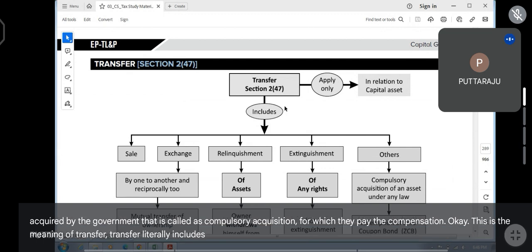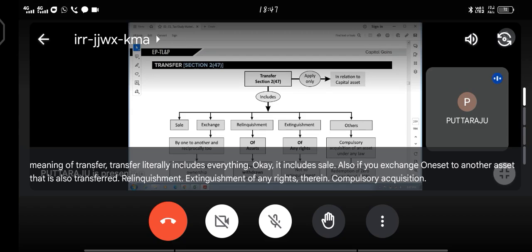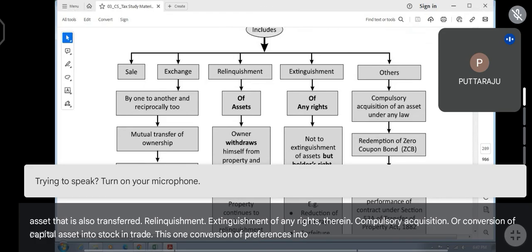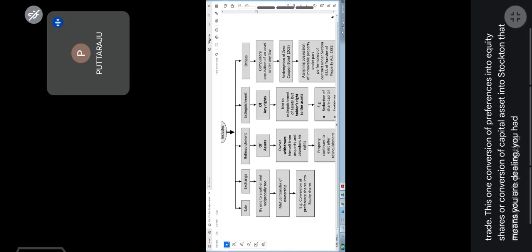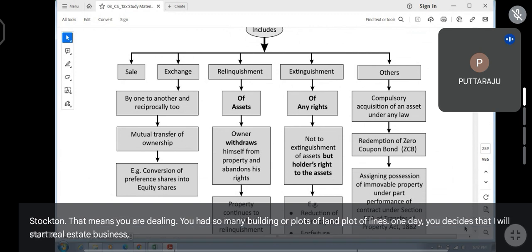Transfer literally includes everything. It includes sale also. If you exchange one asset for another asset, that is also transfer. Relinquishment, extinguishment of any rights therein, compulsory acquisition, or conversion of capital asset into stock in trade. That means you had so many buildings or plots of land. One day you decide that you will start a real estate business. Then whatever the capital asset, you bring it in as stock in trade. That will be termed as transfer.